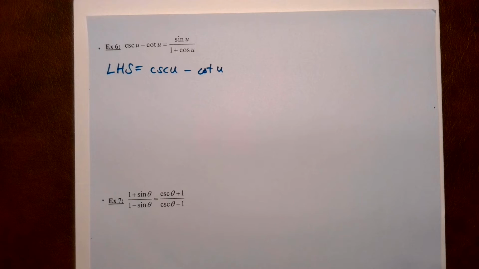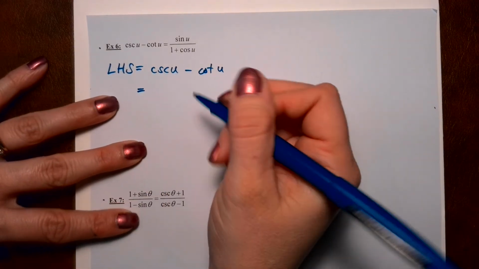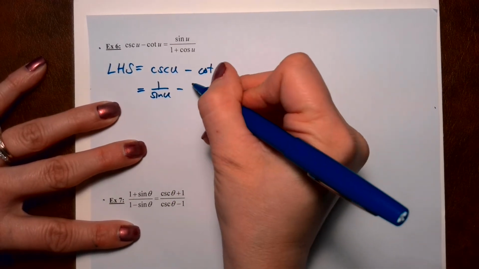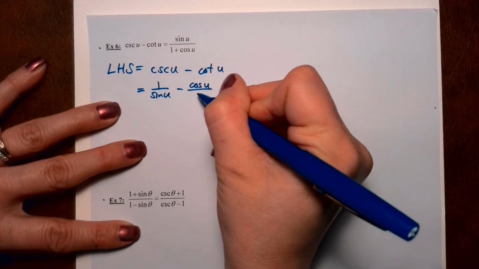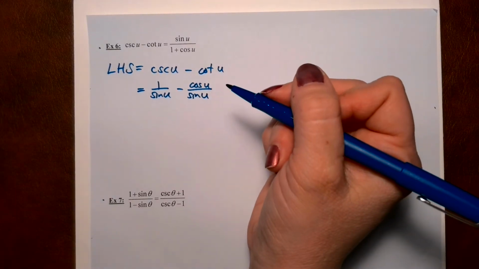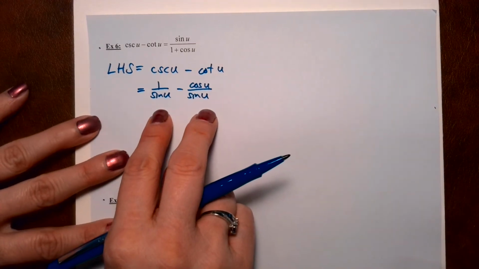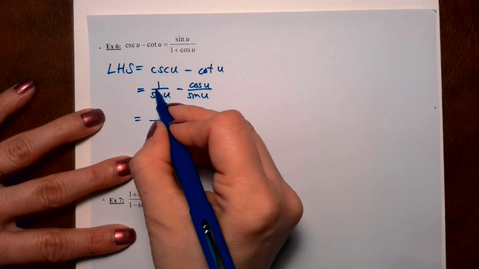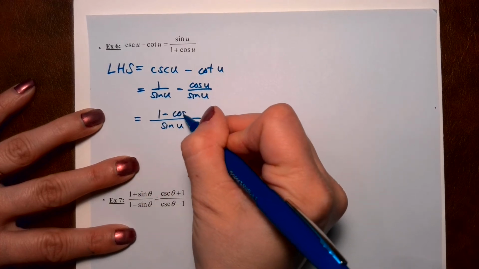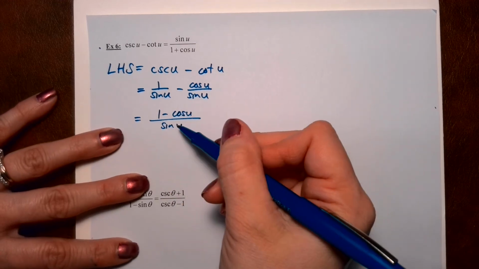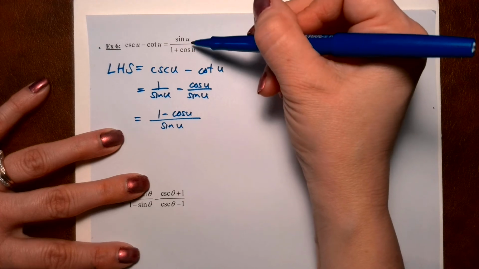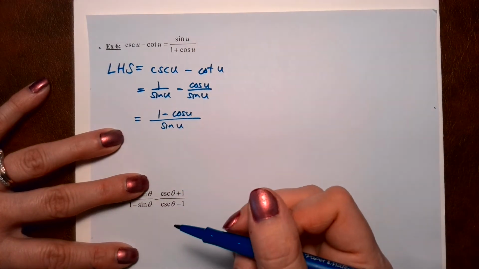Now, they're not squares, so maybe we should write them as fractions. Cosecant of u is 1 over sine of u. Cotangent is cosine of u over sine of u. Those have common denominators, so let's write them with the common denominator and subtract the numerators. Now, are we done? Did we make the right-hand side yet? Nope, that's not it. We have to keep going.